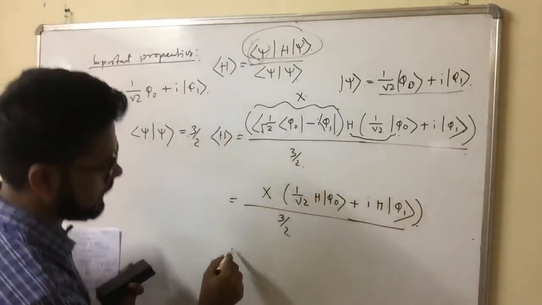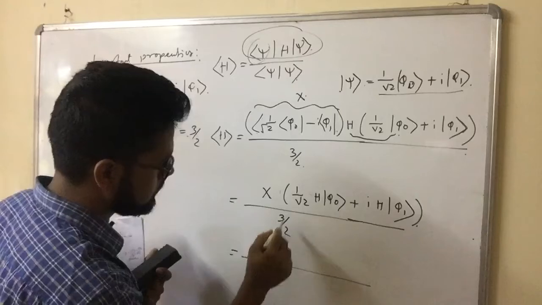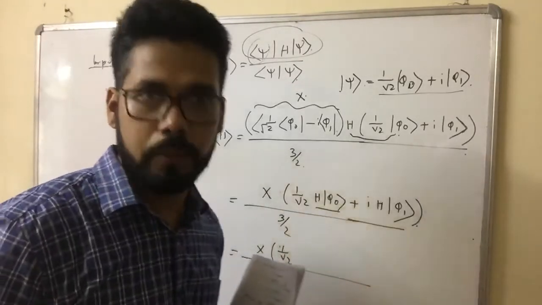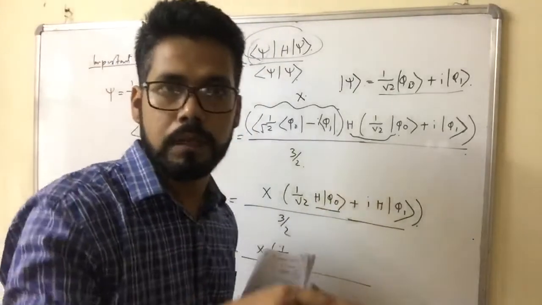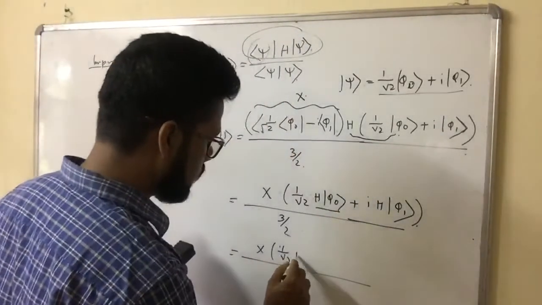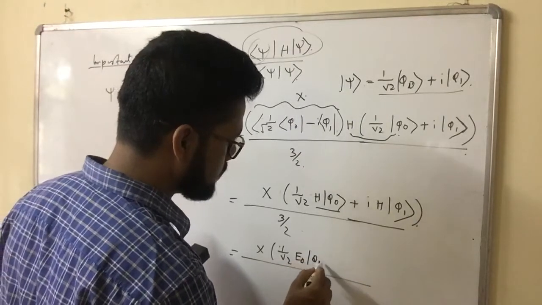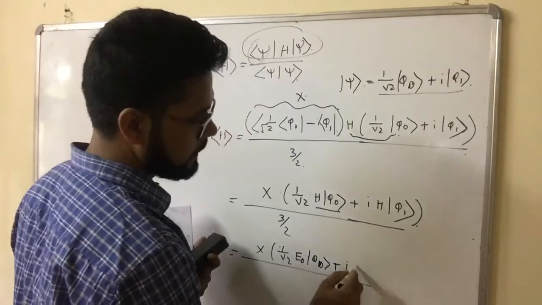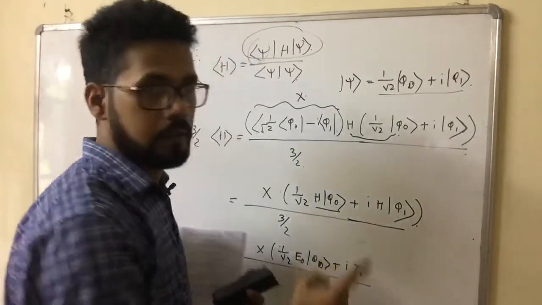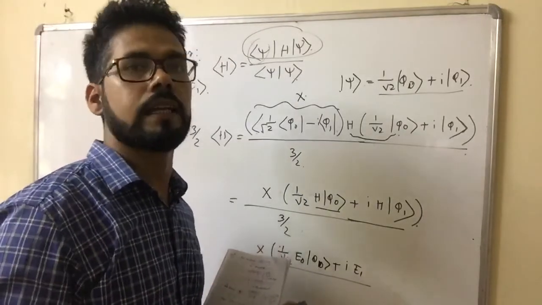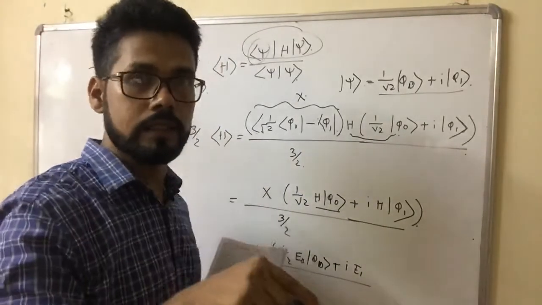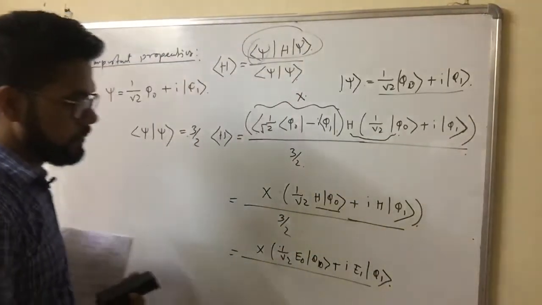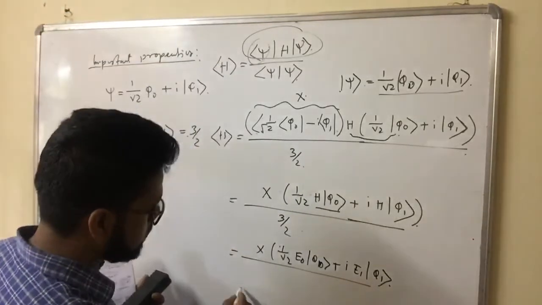This part I am representing as x. So x means this part, 1 by root 2 is there, and when the Hamiltonian operates on the ground state, it gives an eigenvalue equal to E naught. Okay, E naught phi 1 will remain the same. Don't forget to put this equal to i E1. When the Hamiltonian operates on the first excited state, the eigenvalue is E1. This information is already given in the question. So phi 1.